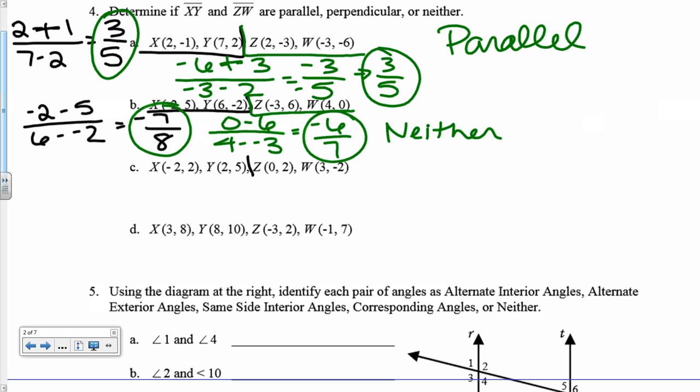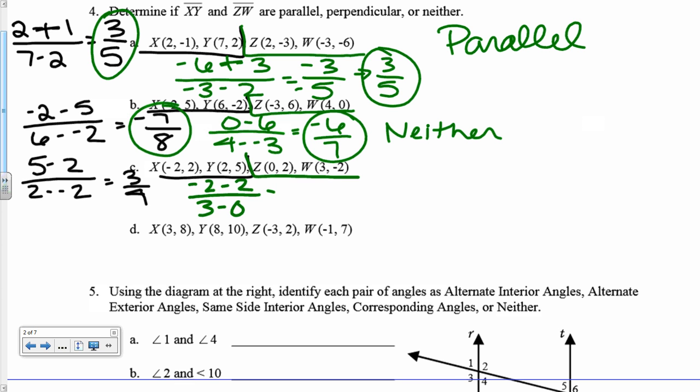I continue with more of the same. 5 minus 2, 2 minus negative 2, and I get 3/4. Negative 2 minus 2, 3 minus 0, I get negative 4 over 3. So if I look at my two slopes, I have a positive, I have a negative. 3/4 and 4/3 are reciprocals, so these are perpendicular.